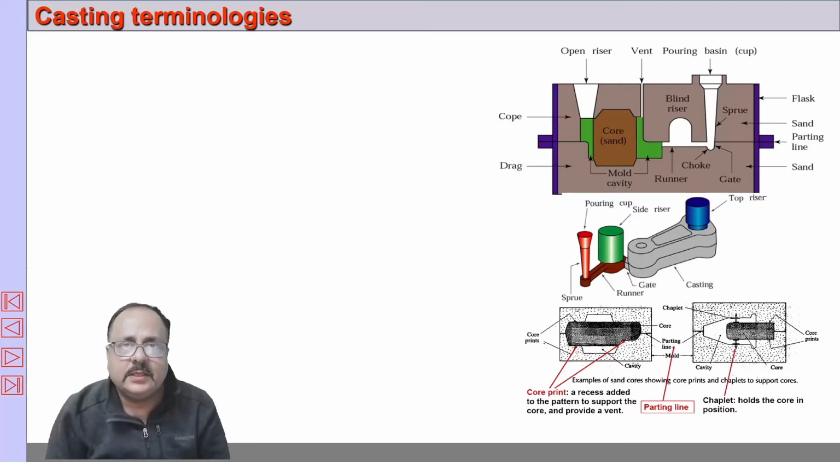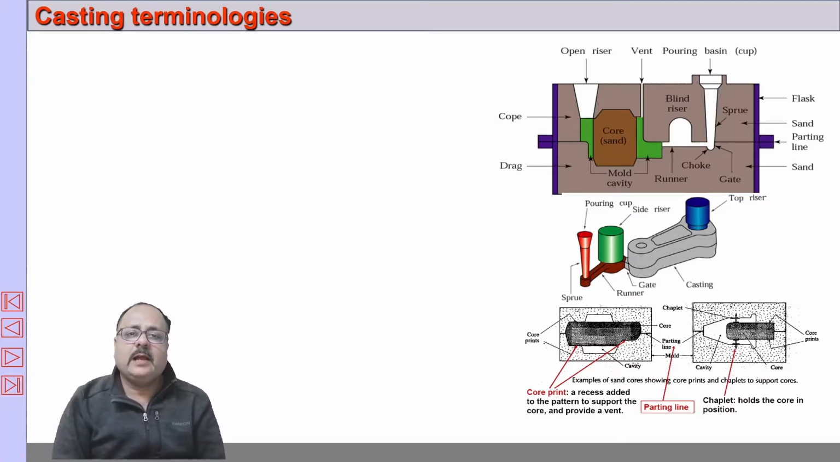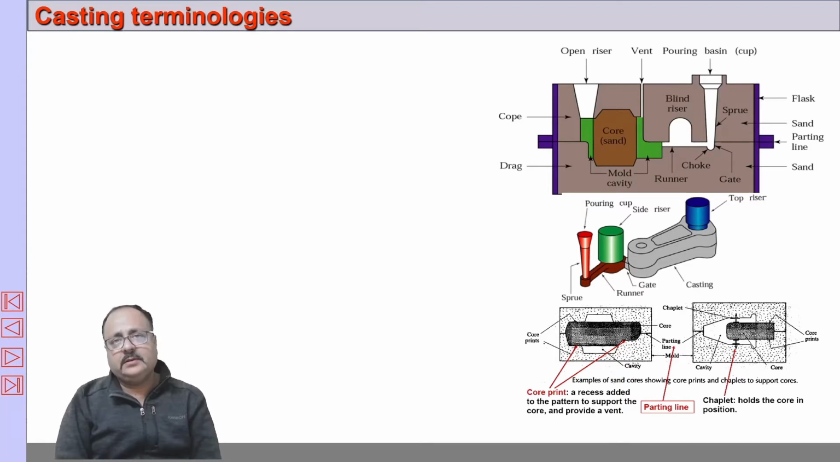Hello friends, welcome to this lecture 2 on casting. In this lecture we'll be having a brief discussion on the basic aspects of sand casting technology. So let us start with the terminology that is used in sand casting. I'll be discussing the basic terms that are used in sand casting. So let's start. Sand casting starts with construction of a pattern.